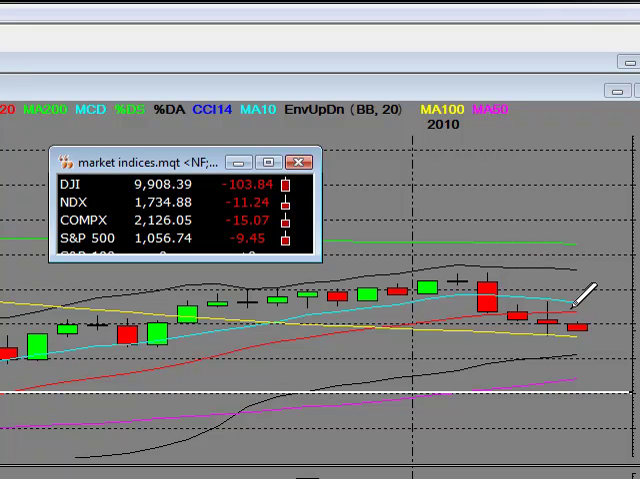And that 10 week is about to cross over here. 4 weeks below it is a bear reversal.